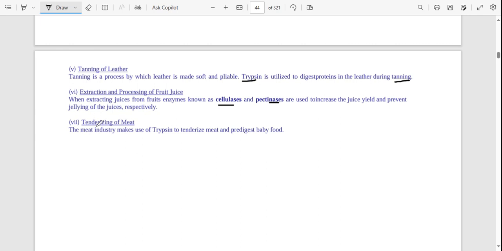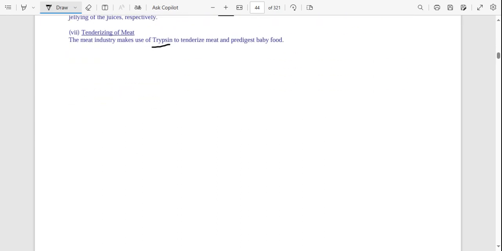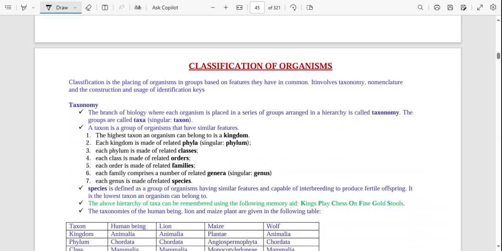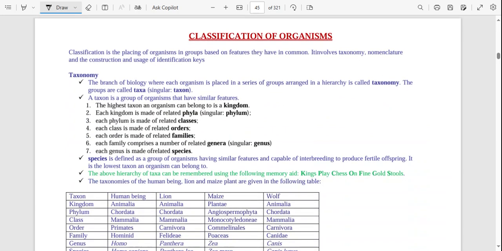Also used in the tenderizing of meat. Okay, so you want to make the meat tender, so you can use the enzyme trypsin. It can also be used to pre-digest some foods, like for example preparing baby foods, to digest them in advance so that they will not be that strong, that is to make them tender. Okay, so those are functions of enzymes.